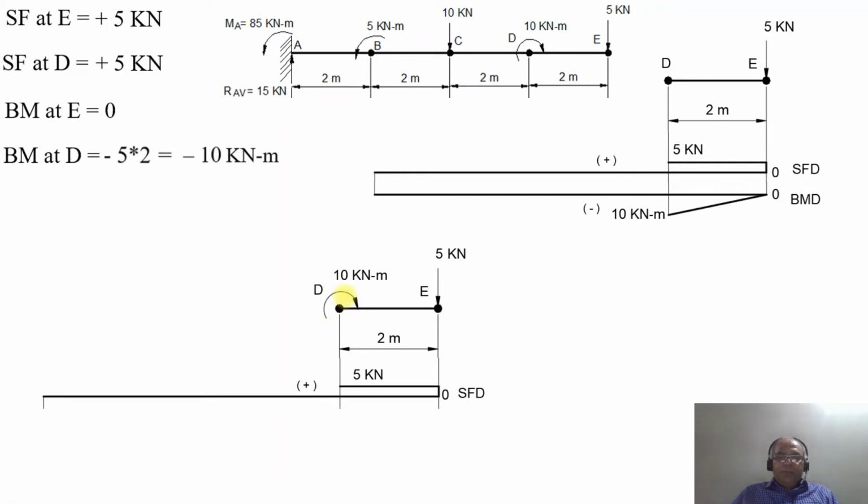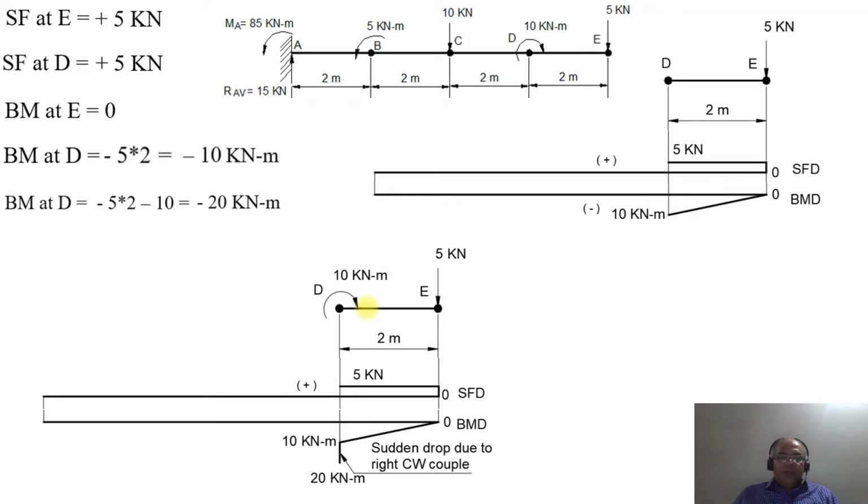So when you are considering BM at the point D, what happens? Since it is the clockwise couple, again it hogs. So minus 5 into 2 minus 10. So it will become minus 20 kilonewton meter. So naturally, in the bending moment diagram, it drops from minus 10 kilonewton meter to minus 20 kilonewton meter due to the clockwise couple. So there will be a sudden drop due to the clockwise couple, to minus 20 kilonewton meter here.